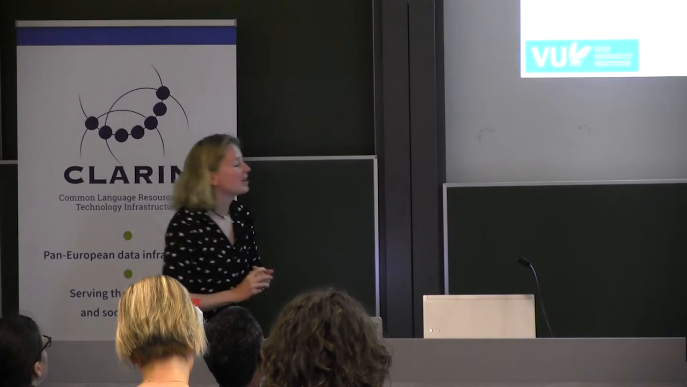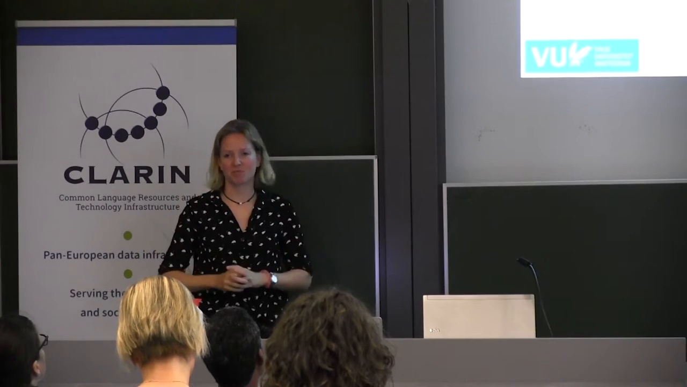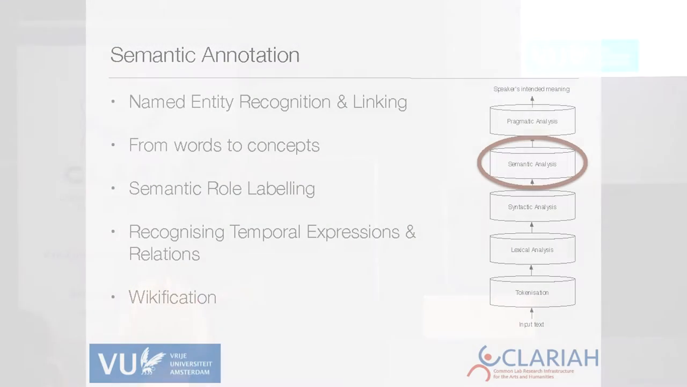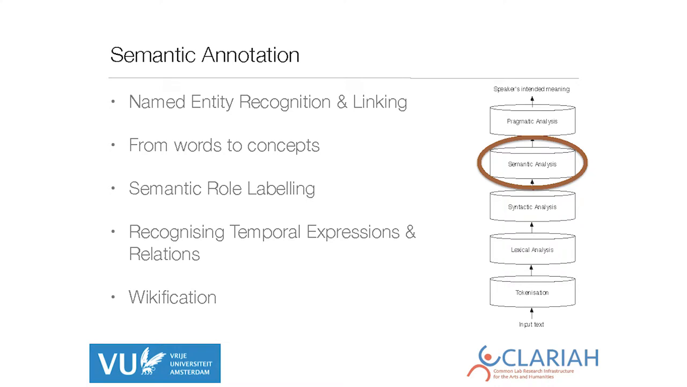Sorry. I don't have time to explain the entire pipeline, but I think probably the semantic annotation is, for this audience, the most interesting. So that's what I'm going to be talking about. So first of all, named entity recognition and linking. Then also going a little bit from word to concepts, and I think there's going to be quite some discussion there, because I think there's a lot more we can do there, but that's the first start, to abstract away from how it is said in the text, to what does it mean? A bit of semantic role labeling, and then recognizing temporal expressions and relations, and a bit of wikification.